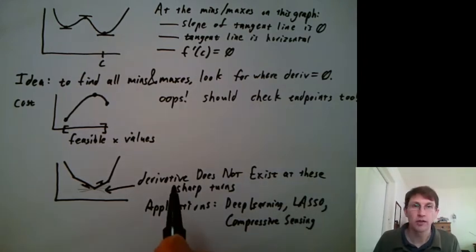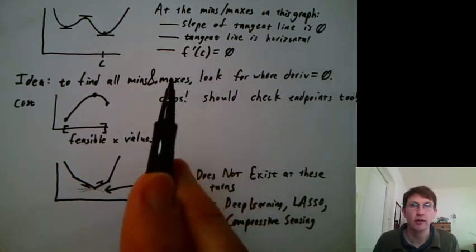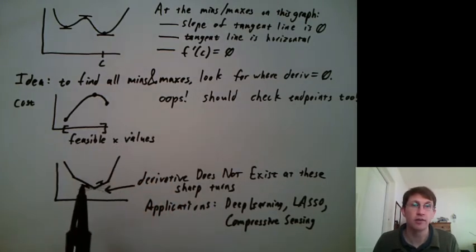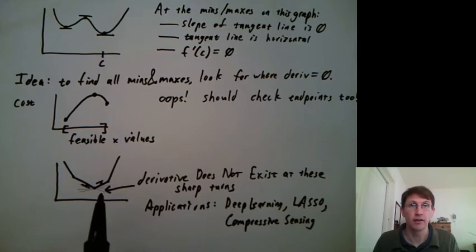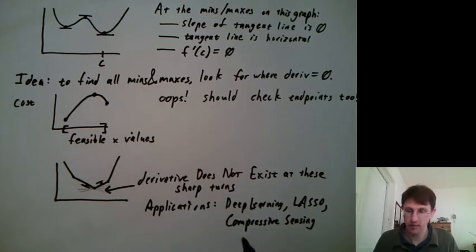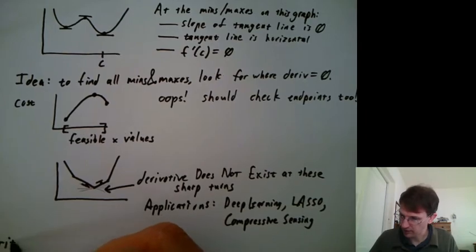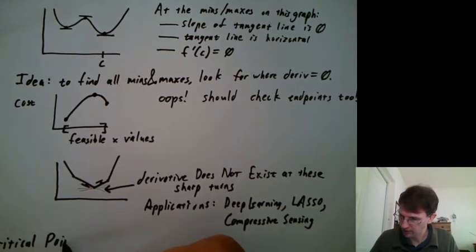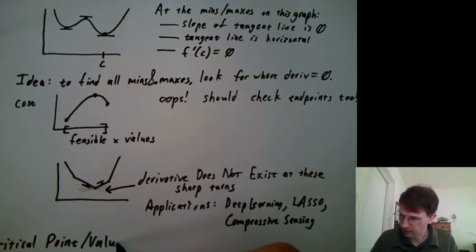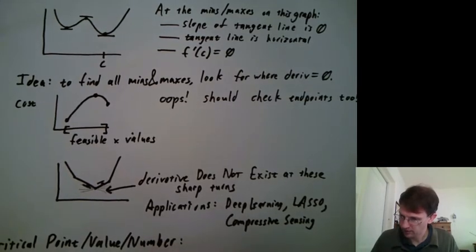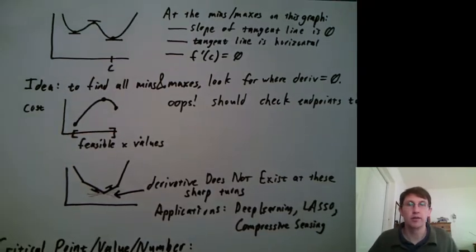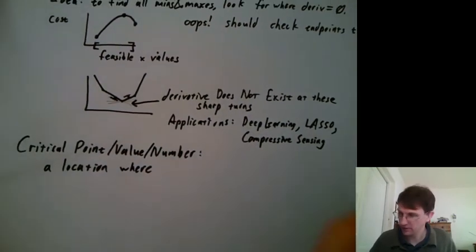So it looks like not only should we check where the derivative is 0, we should also check the endpoints and check places where the derivative does not exist. And then we should be fairly sure we'll find all the mins and maxes, but we might also find points that aren't mins and maxes. So there's a definition we need to know. Critical point, or value or number, which is a location where the derivative is either 0 or does not exist.